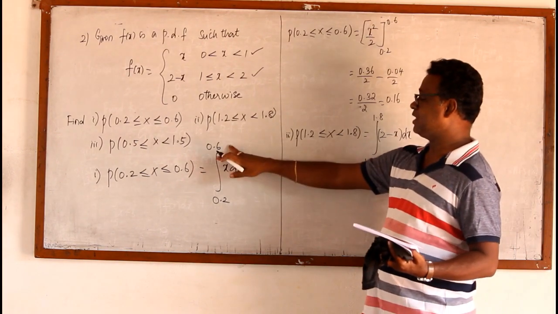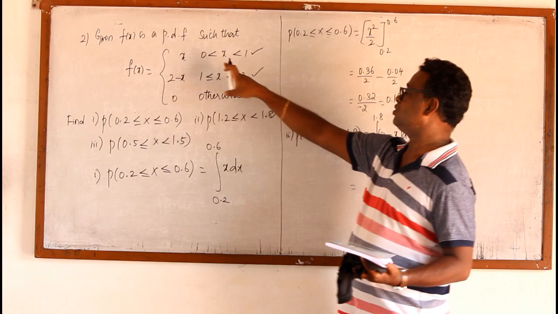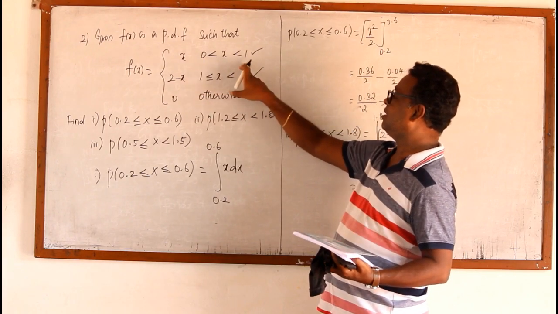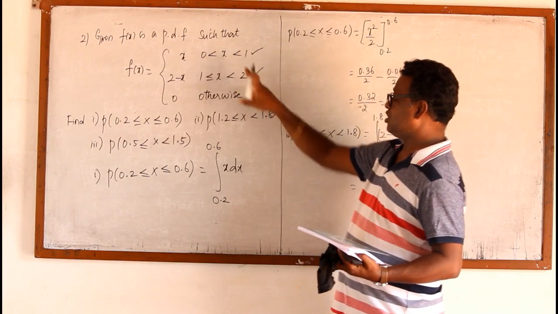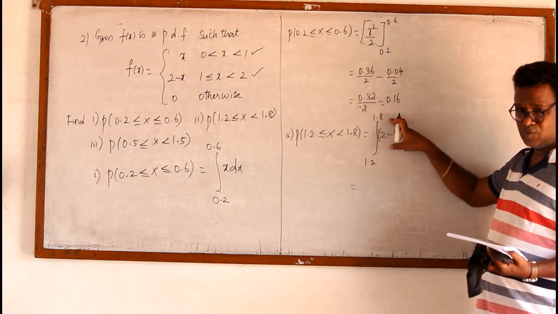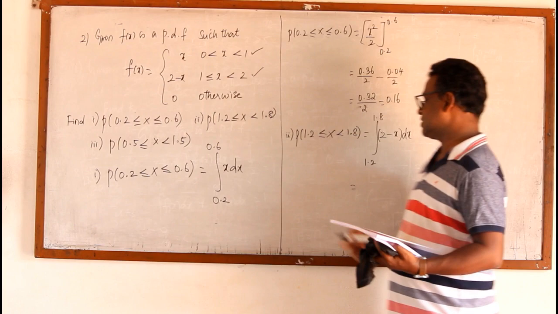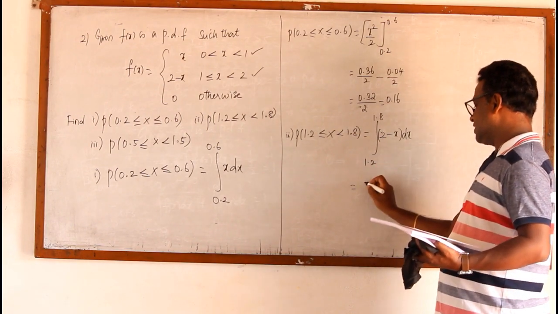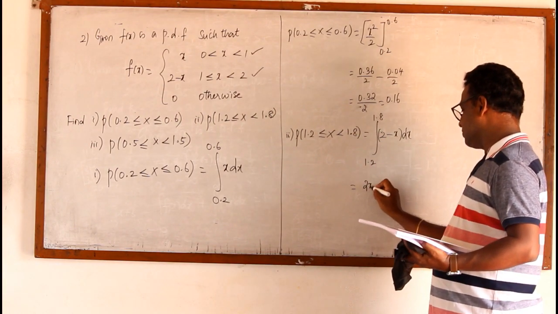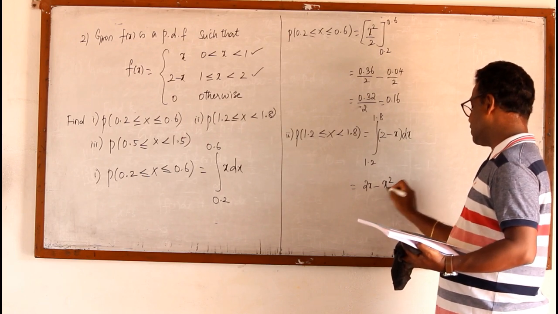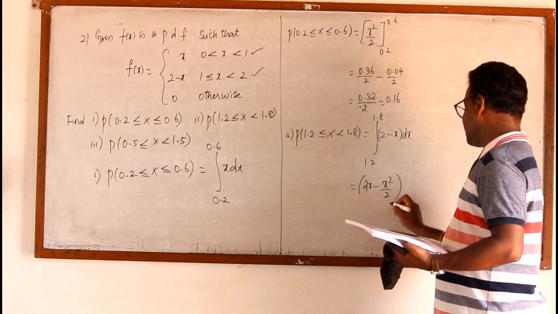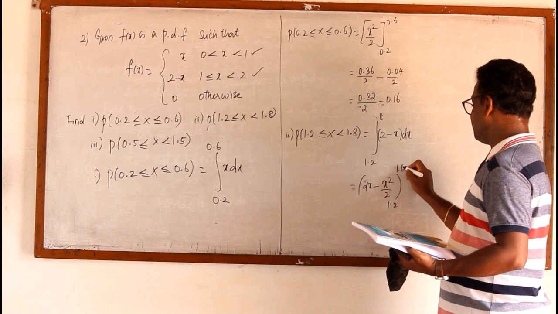For 0.2 to 0.6, the whole value is less than 1, so I took the first value, because there x is a value between 0 and 1. Now it is 1.2 to 1.8, so more than 1, so I must take 2 minus x. Integration of 2 minus x is 2x minus x square by 2. And limits are 1.2 to 1.8.